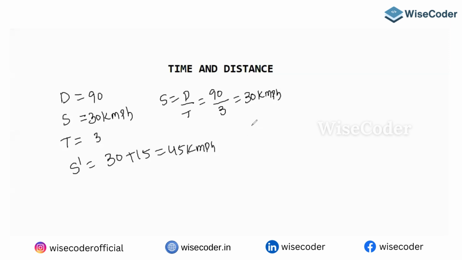Now he is asking the time. What is the time formula? Distance by speed. The distance is as usual 90, the new speed is 45 kilometer per hour. Then 90 by 45 will give you 2 hours. Very simple question. You need to understand this particular question in a careful manner.